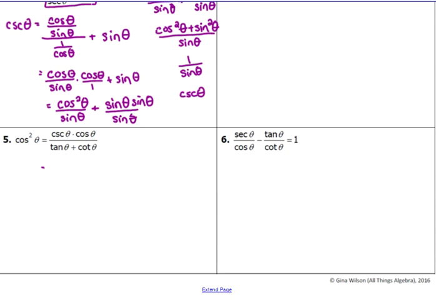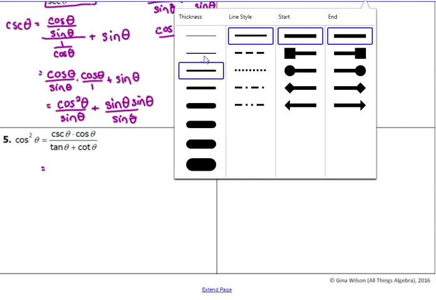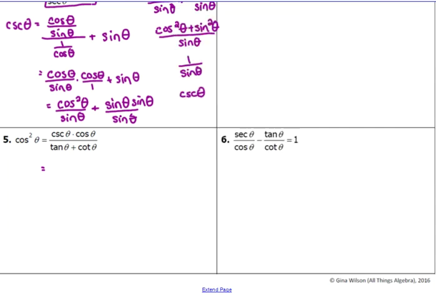So the way that I would start this problem, and to be honest, sometimes proving trig identities is a little bit of trial and error. Sometimes you're going to have to go back and erase your work. You're not going to get it right off the bat every single time. Okay, so let's see here. Cosecant is 1 over sine. Cosine, we'll leave it the way it is.